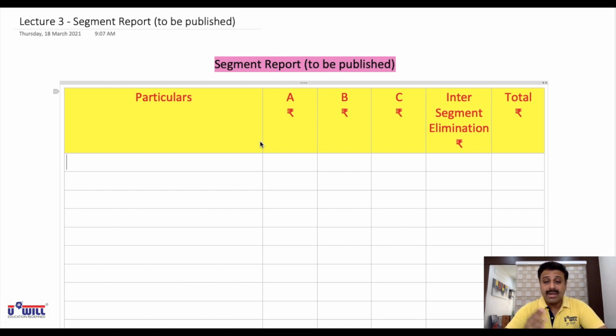Give the heading segment report to be published. Columns will be particulars, then segments A, B, C, and then one more column you will make for inter-segment elimination, and then make that column of total. So first, in the summary of this chapter, if you have left any space, ideally over there, otherwise wherever in continuation we are writing, you pause the video and make this format, and then I'll explain you how to make this segment report.